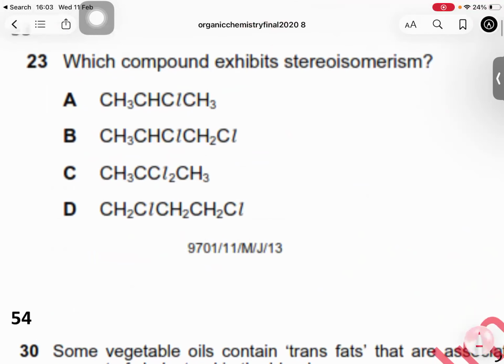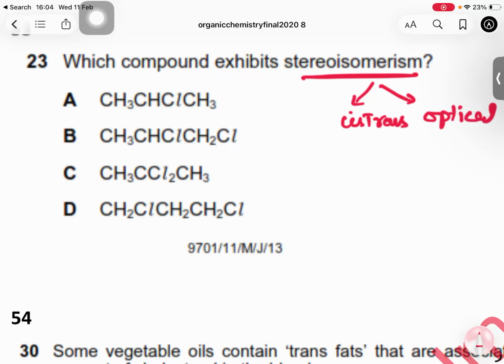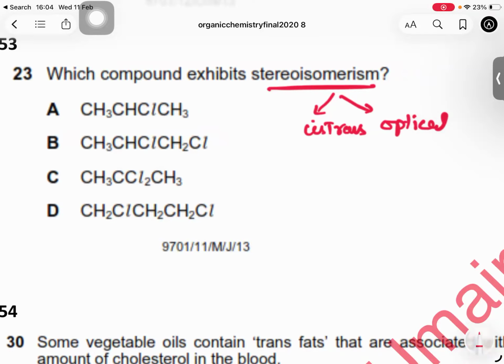Okay, here is the compound. Which compound exhibits the phenomena of stereoisomerism? Double bond. Stereoisomerism में both आ जाते हैं, cis trans भी और optical भी. Both cis trans and optical. Let's start with A. No, stereoisomerism अभी तो किया है. Cis trans and optical.